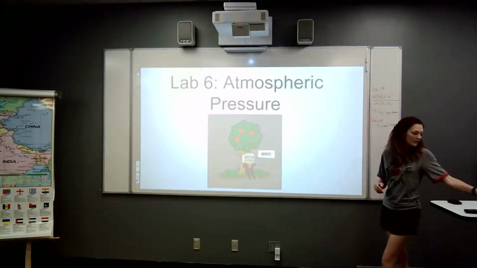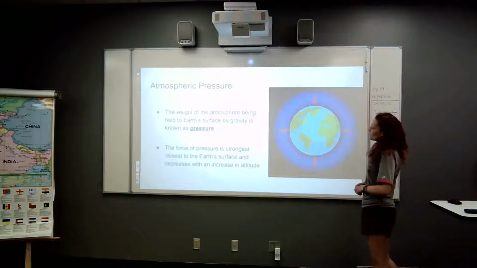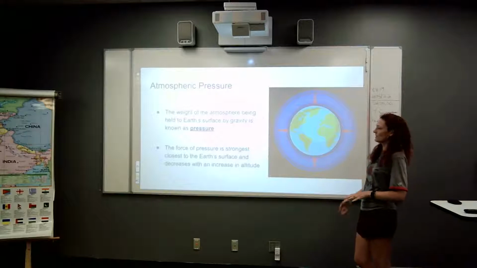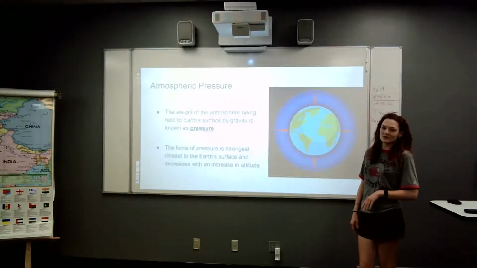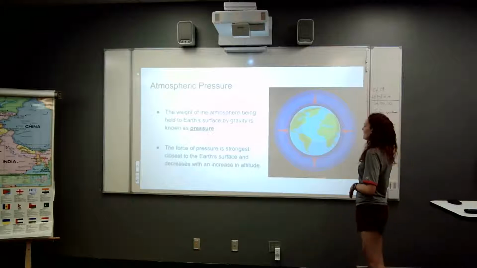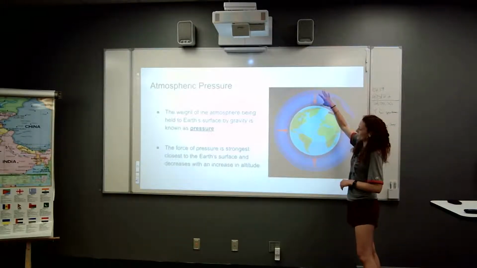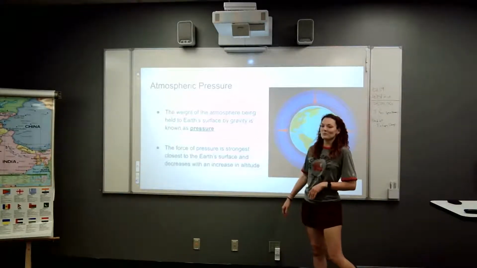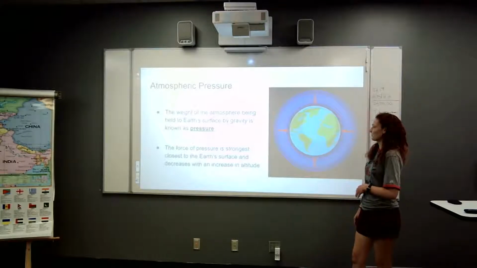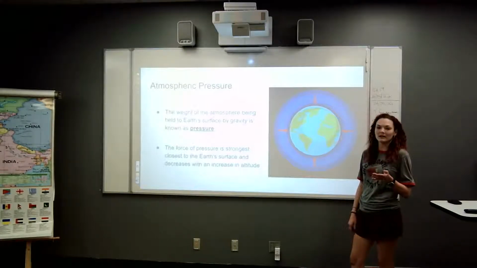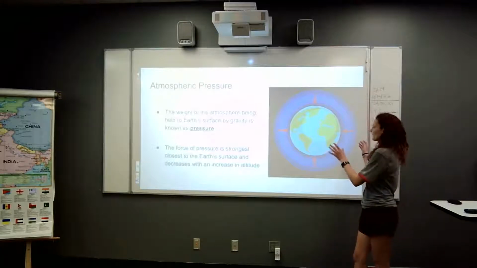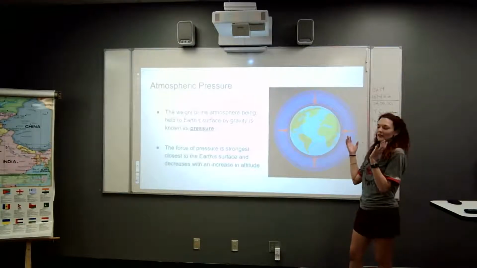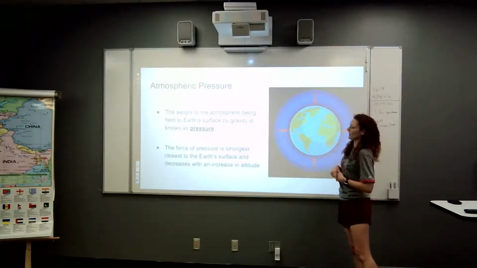So we're going to talk about the atmosphere. In lab 3, we talked about the atmosphere and all the different layers. And then in this lab, we talked about the atmosphere's pressure. That pressure is caused by gravity pulling the weight of the atmosphere to the Earth's surface. So that is what atmospheric pressure is: the weight of the atmosphere being held to the Earth's surface by gravity. You remember from lab 3, we refer to the atmosphere as that big ocean of air. So atmospheric pressure is just that big ocean of air being held to the Earth's surface by gravity.